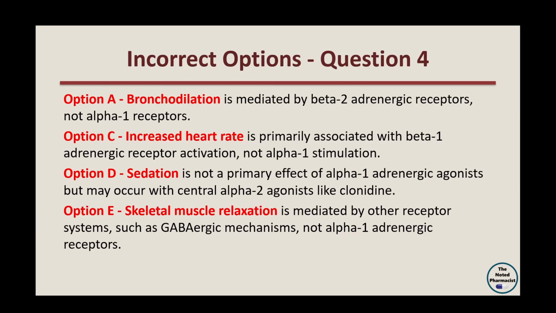Option A, bronchodilation is incorrect because it is mediated by beta-2 receptors, not alpha-1 receptors. Option C, increased heart rate is incorrect because alpha-1 stimulation does not directly affect heart rate; beta-1 receptors mediate this action. Option D, sedation is incorrect because alpha-1 agonists do not have central nervous system depressant effects. Option E, skeletal muscle relaxation is incorrect because this effect is mediated by other pathways, not alpha-1 receptor activation.